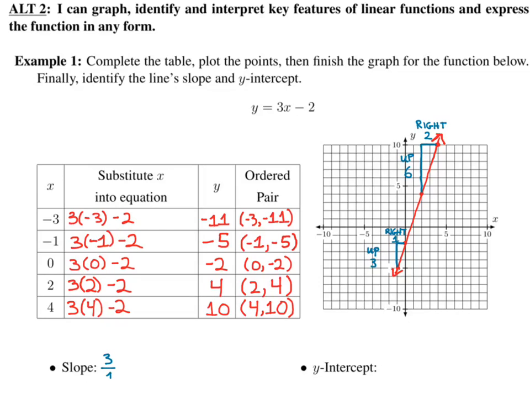So for the first one, for example, it's 3 over 1. For the second one, it's 6 over 2. Hey, what do you know? They're both the same number. They're both 3. The slope is 3. The y-intercept is where it crosses the y-axis, and that's there, and there is the point 0 comma negative 2. We're in business, folks. That's the first example. Let's move on.